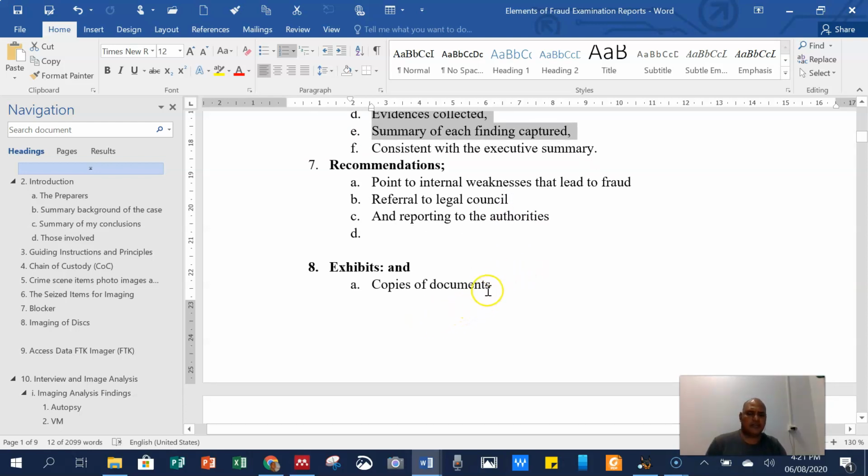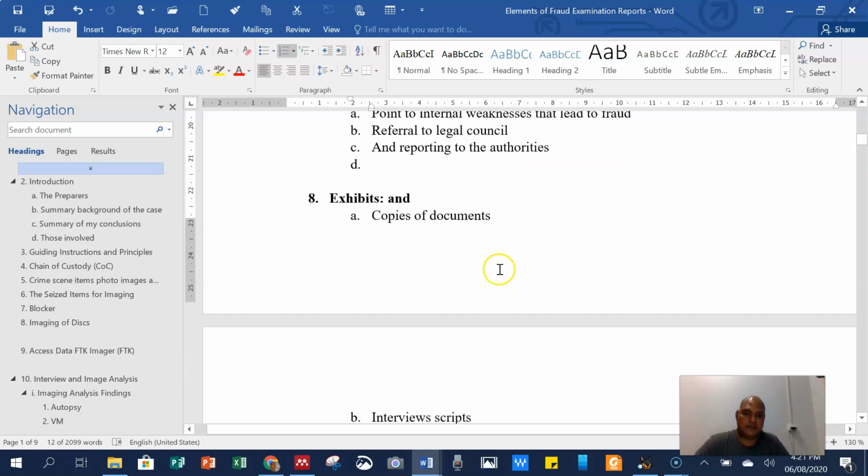So recommendations could point out the strengths and the weaknesses of the internal control system that were found by the lead investigators, and as well you can refer the report to legal counsel, and also make a recommendation on whether the report can be suitably referred to authorities if it's for that purpose, depending on the TOR.